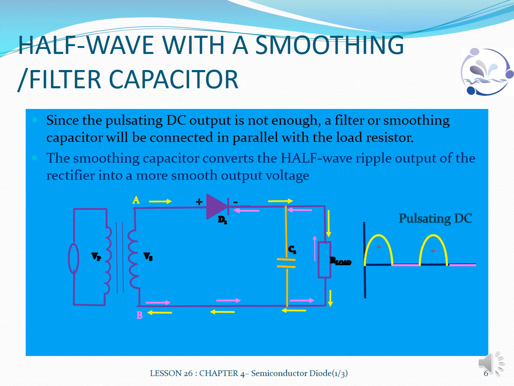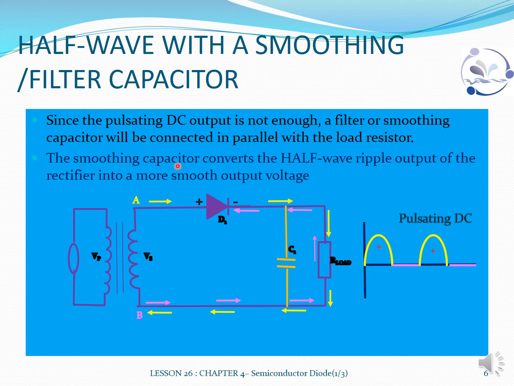Half-wave with a smoothing or filter capacitor. Since the pulsating DC is not enough, a filter or a smoothing capacitor will be connected in parallel with the load. This is our capacitor C1 being connected in parallel with our load resistor.